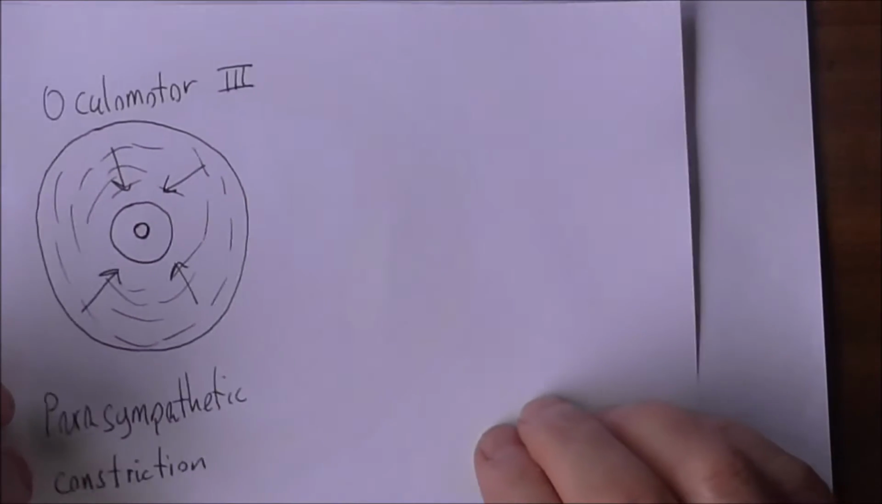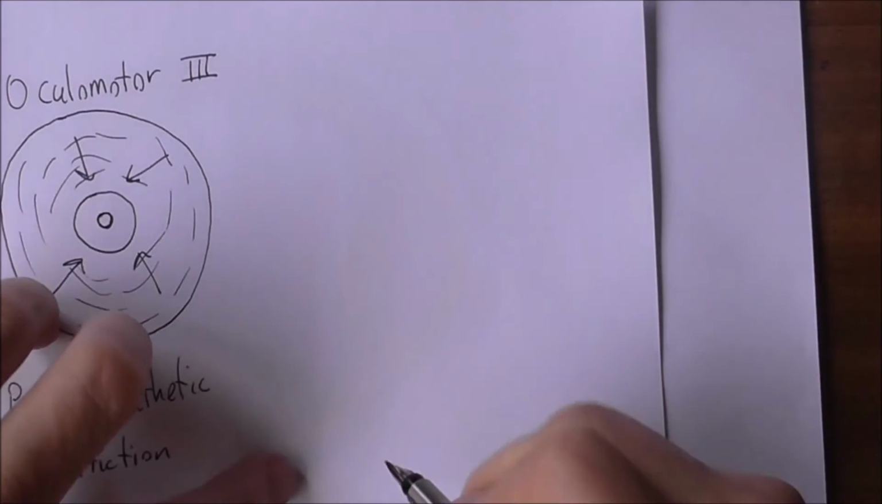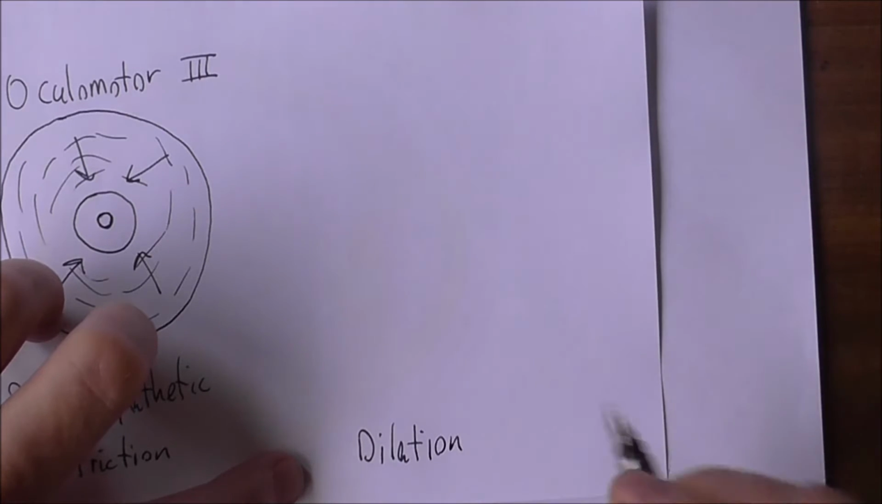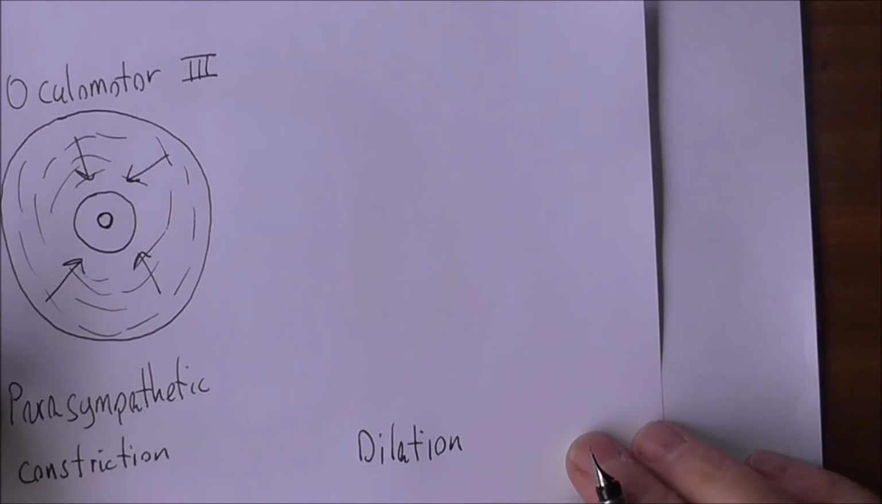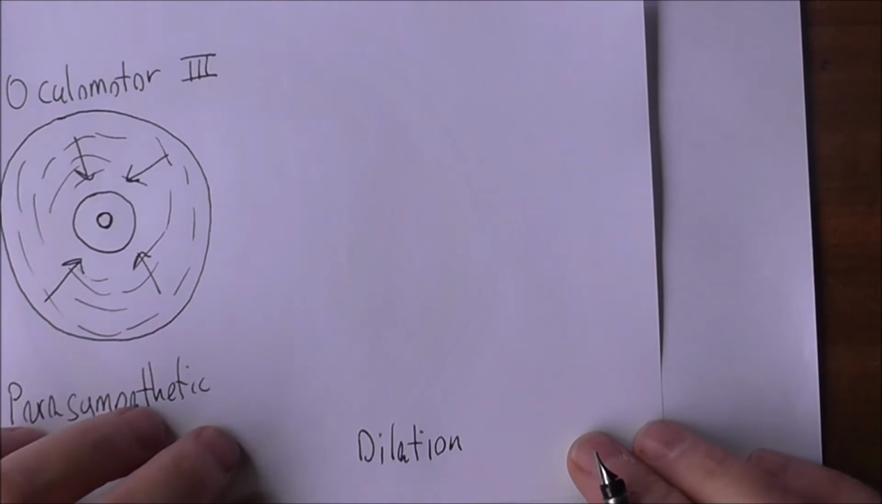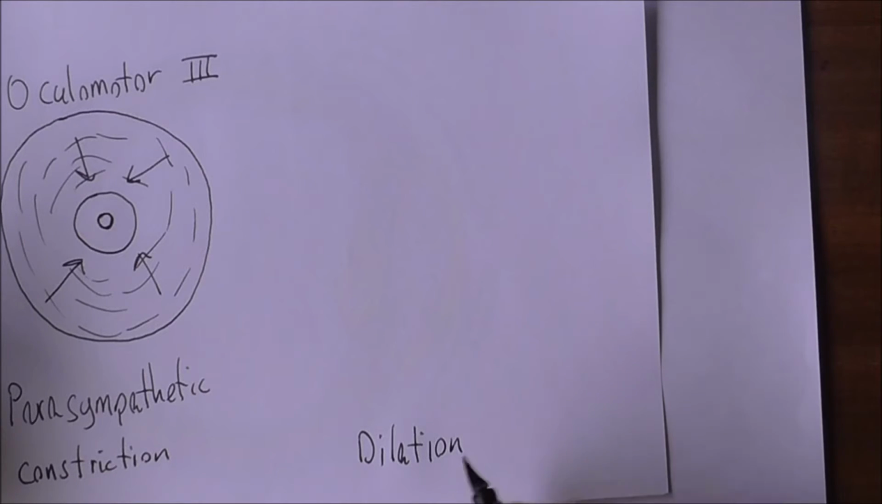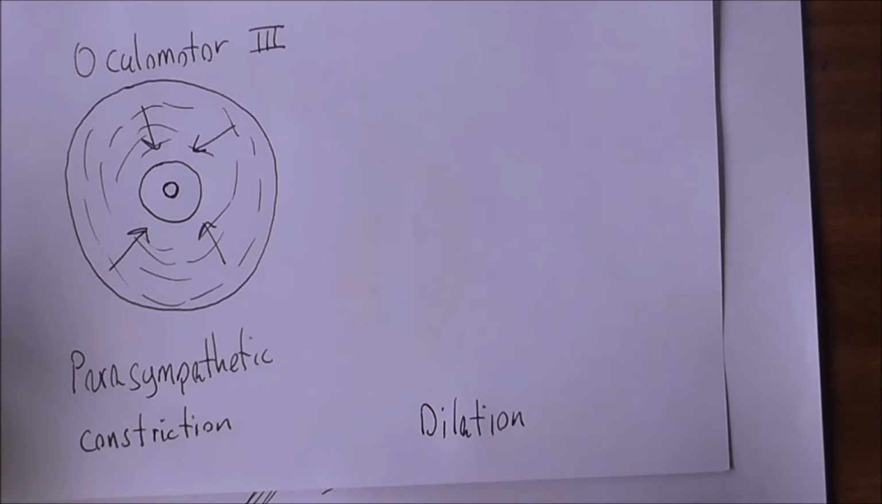Now, the converse of constriction, of course, is pupil dilation. The pupils can also dilate. So when we go into a dark room, the pupils will dilate to let more light in. Just the same as when we're in bright sunlight, the pupils will naturally constrict to let less light in, to control the amount of light going into the eyes.